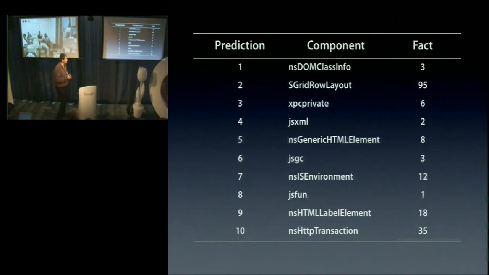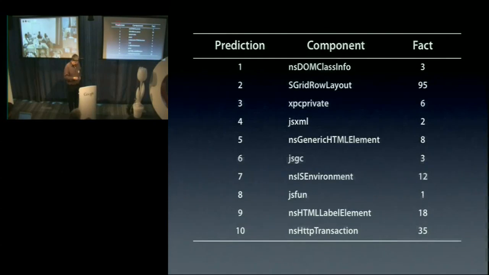We took a machine learner and trained it on two-thirds of the code in order to predict for the remaining third of the code, based on their imports alone, based on their include files alone, whether these would be risky or not. And this is our ranking as we predicted it at the time. And this is the prediction. NSDOM class info would be the one that would have, in our prediction, the highest likelihood of having a security violation. And then you can just go down the list.